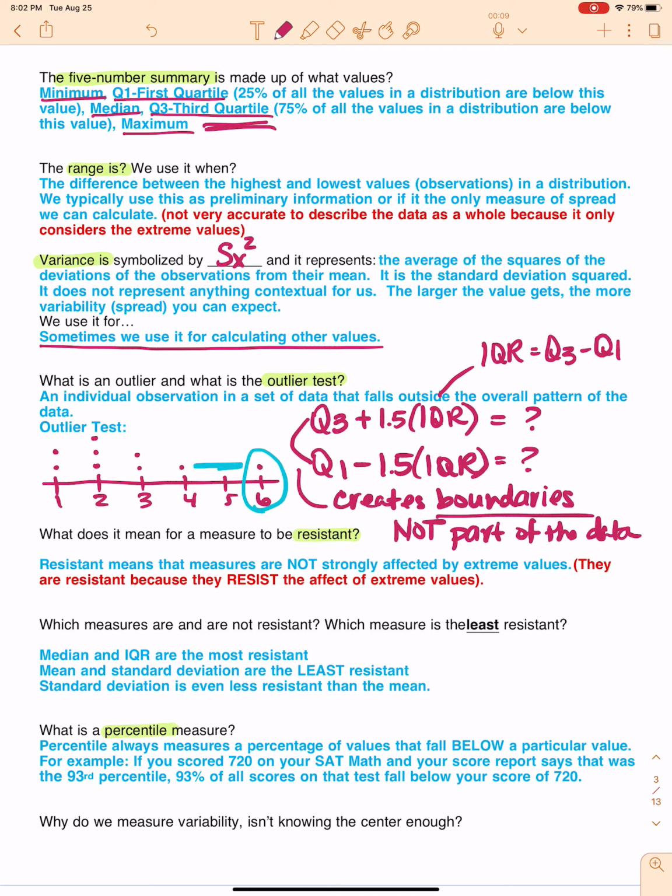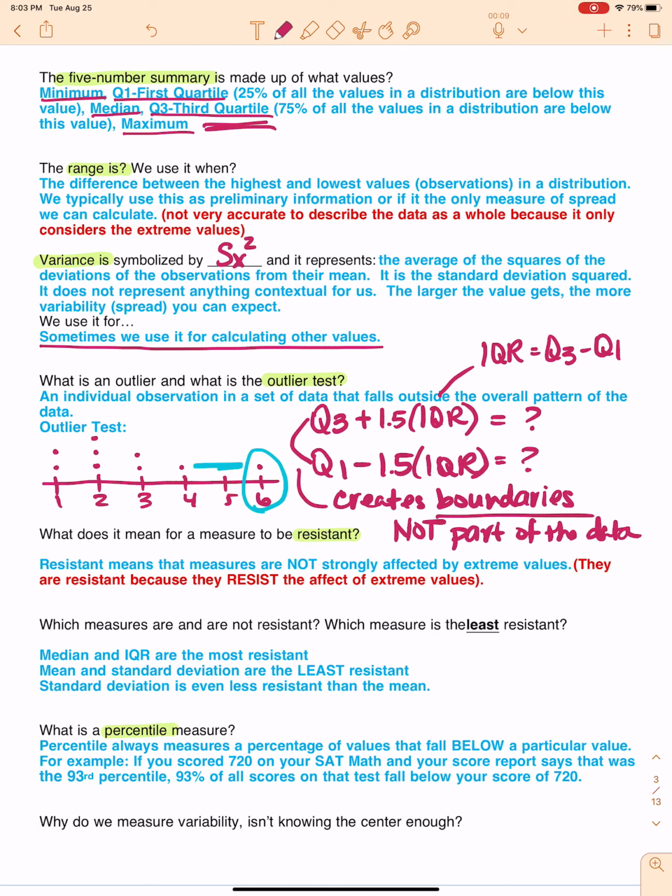Okay, so that moves us to our next idea in this video. What does it mean to be resistant? Well, as I've stated already, both in our WebEx times and in the videos that I've done for you, resistance means that I'm not strongly affected by extreme values. So if you're resistant to peer pressure, that means that you don't go along with the crowd just because everyone else is doing it.